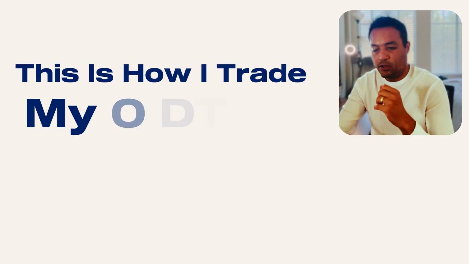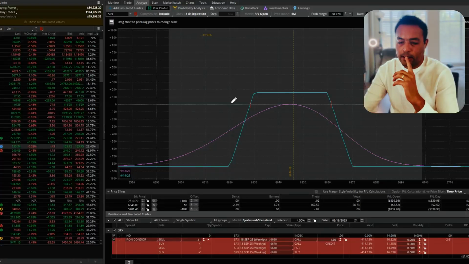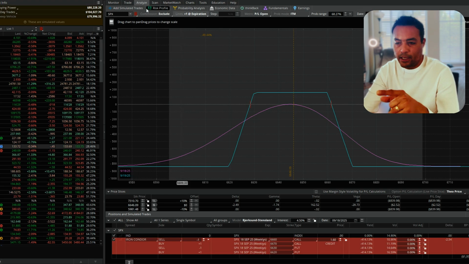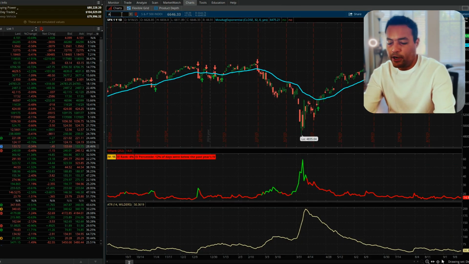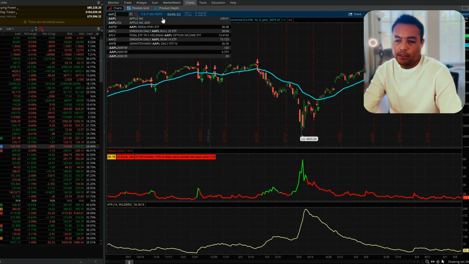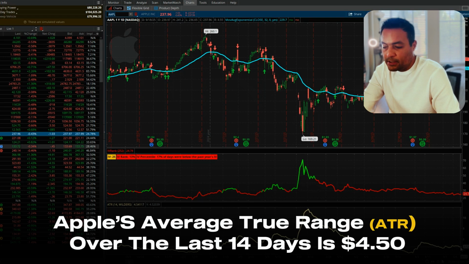This is how I trade zero DTEs, by looking at the average true range of the product. And it's not just the index product. You can look at the average true range of any underlying ticker that you're trying to trade on zero DTE. Apple, let's say, for example, Apple's true range is $4.50 in the last 14 days.